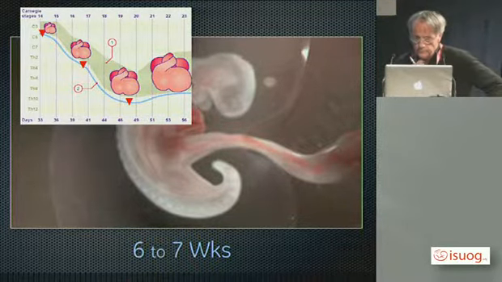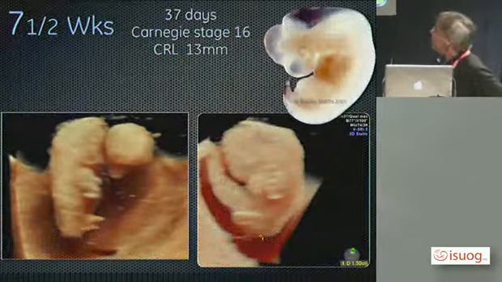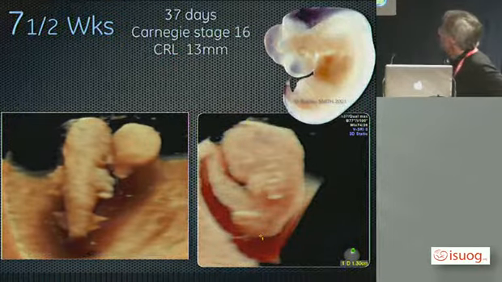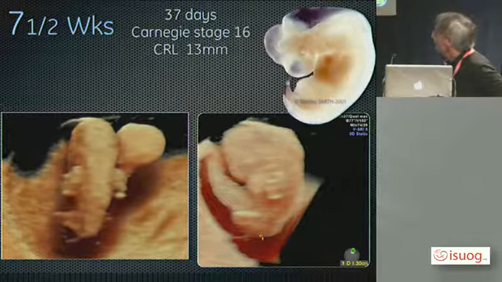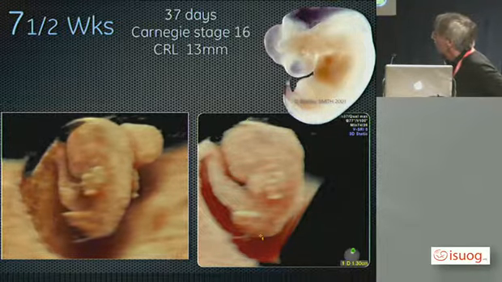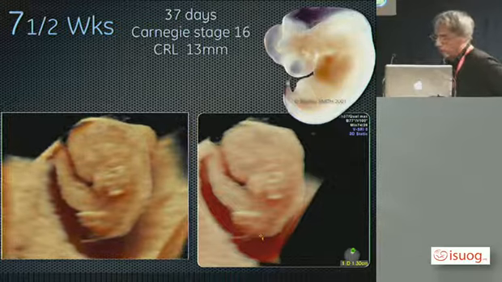7.5 weeks. Now it's only 13 millimeters. The back, the limbs, umbilical cord.